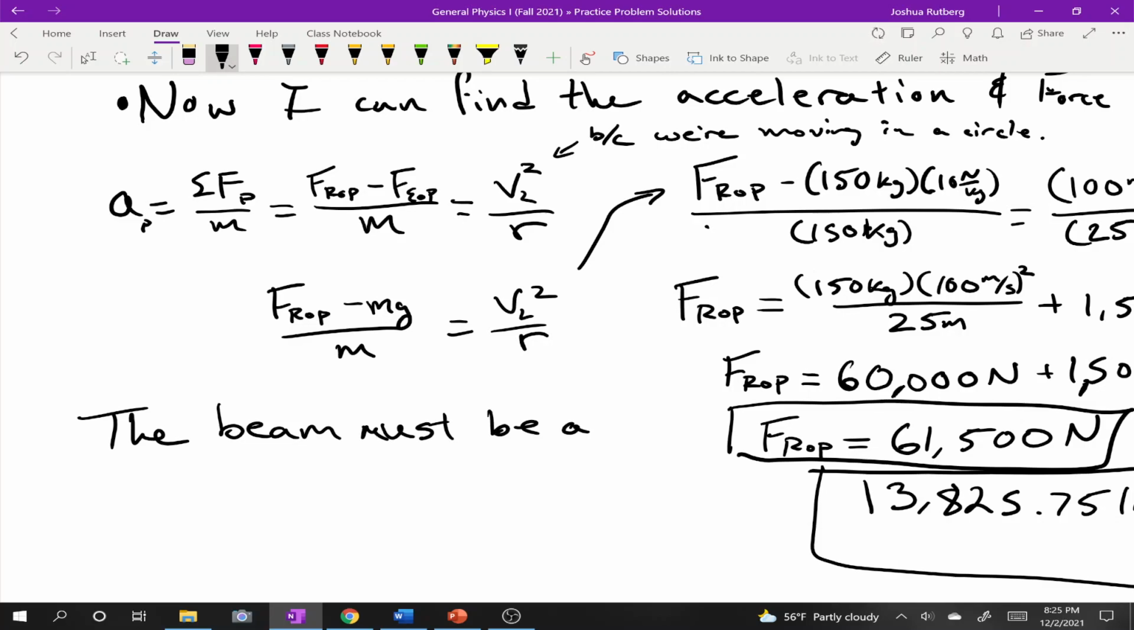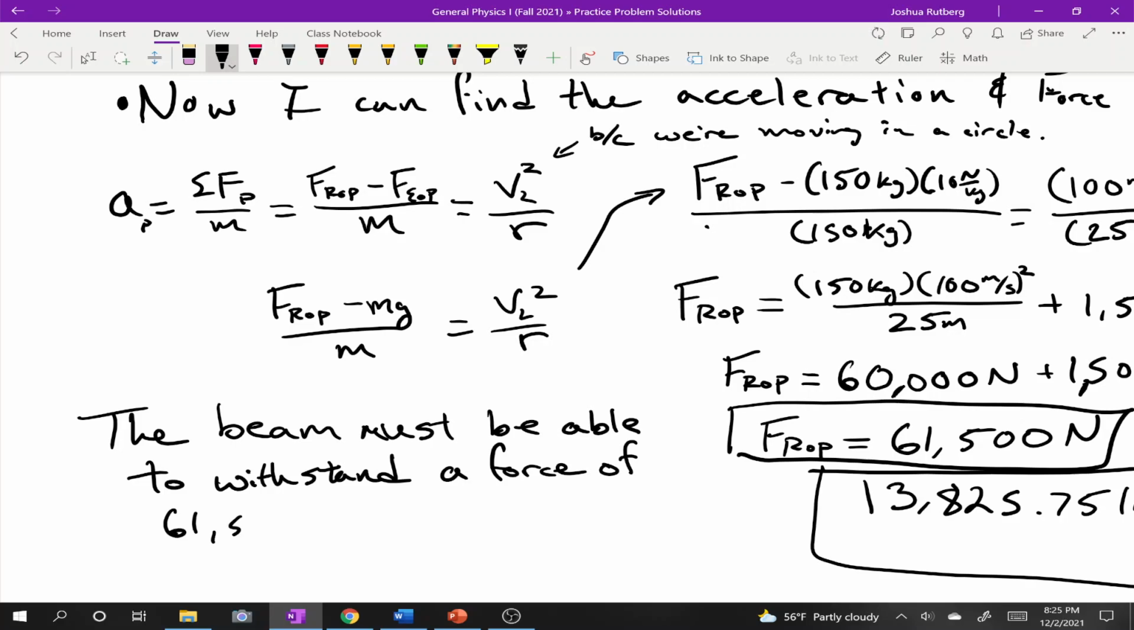So to just summarize, the beam must be able to withstand a force of 61,500 newtons for the ride to be safe.